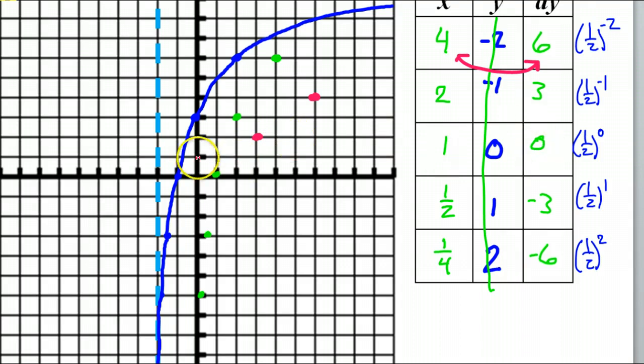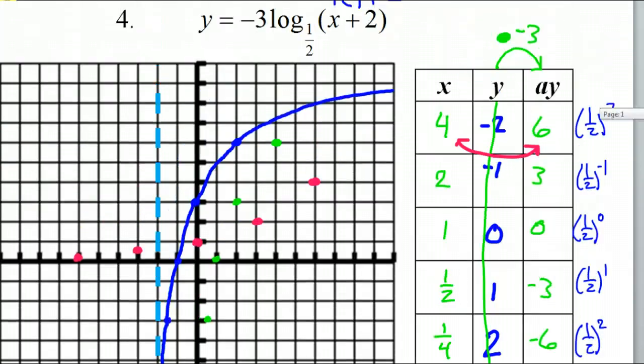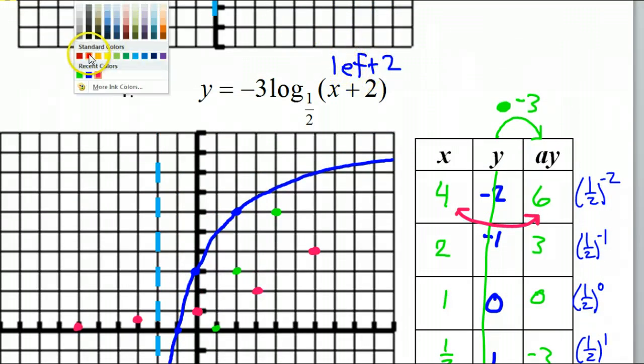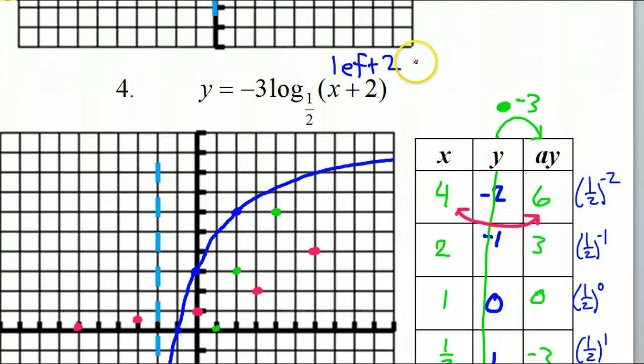0, comma 1 would be right here. -3, comma a half. So it's -3 up half. And then -6, comma 1/4 would be about here. Okay, I will not draw this curve yet. I have to shift them. So this is the trickiest part for kids to understand. If the original graph had a shift of left 2, can you guess what the shift of the inverse will be?